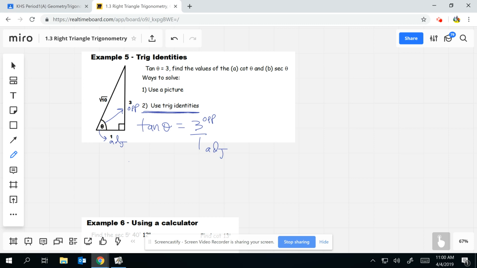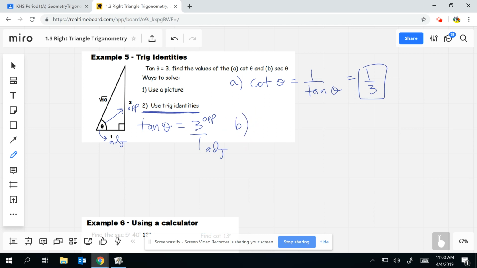Now, if I want to find cotangent, letter A, cotangent of theta is 1 over the tangent of theta. That is a reciprocal identity. So if my tangent is 3, my cotangent is going to be the reciprocal of that, which is 1/3. So that's going to equal 1/3. So you've got your cotangent. It's just flipped over the tangent. You got your cotangent. That one's a quick one. Okay. Letter B is secant.